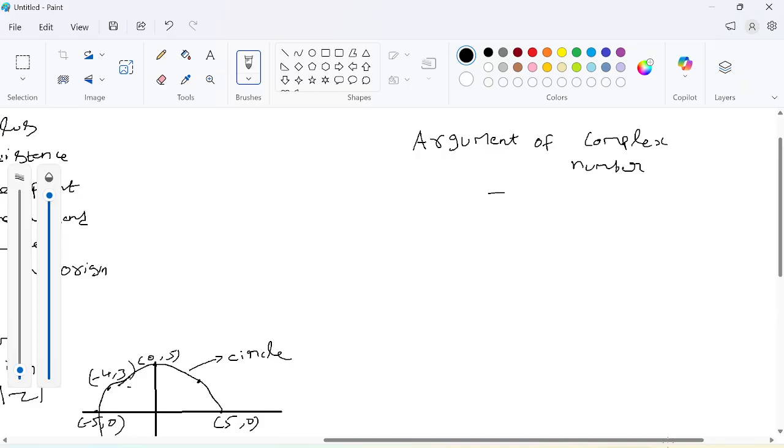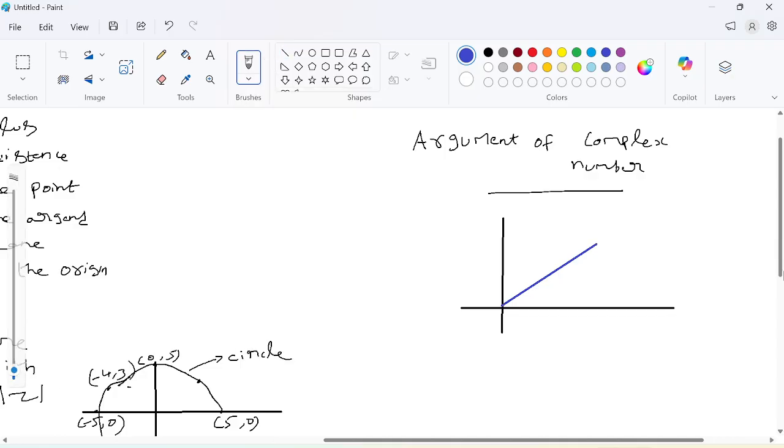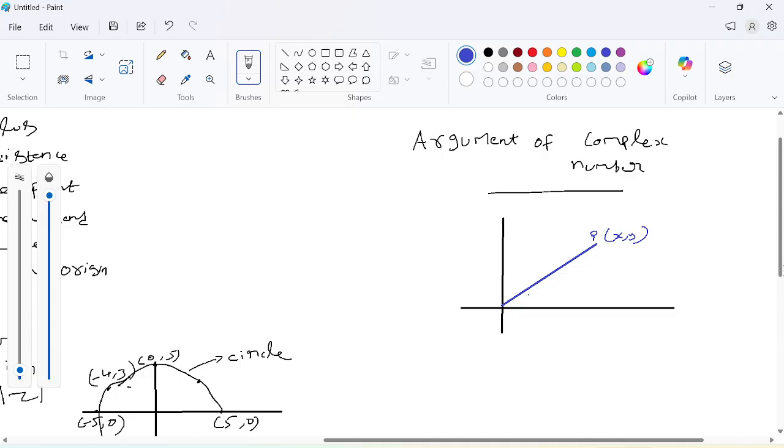So, argument of a complex number. Now let us represent the same on the Argand plane. It will be easy to understand. Let me draw here an Argand plane, which represents P(x, y). And now this makes angle theta.